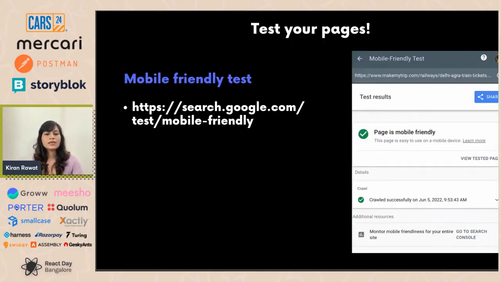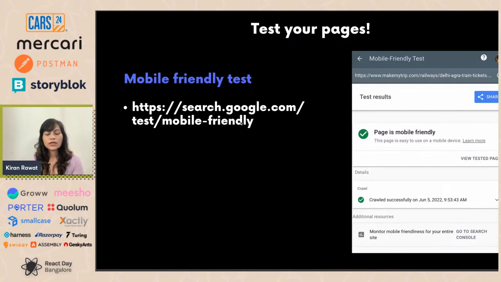So at last, we can test our web pages. We have two tools here. The first one is the mobile friendly test, where you can give your page's URL and see the results. It tells you whether the page is mobile friendly or not. If there are any JavaScript errors, it shows all the stack traces for that. And this is the site for this.